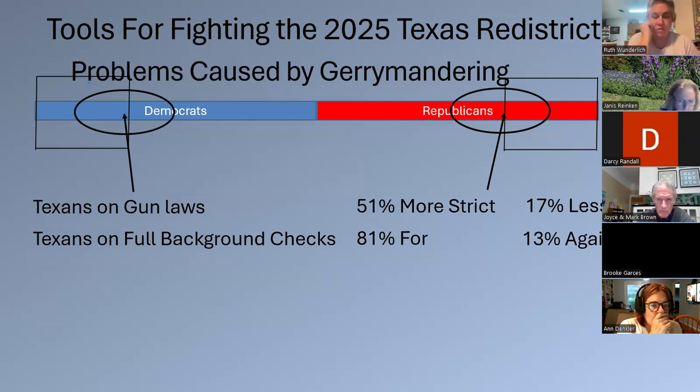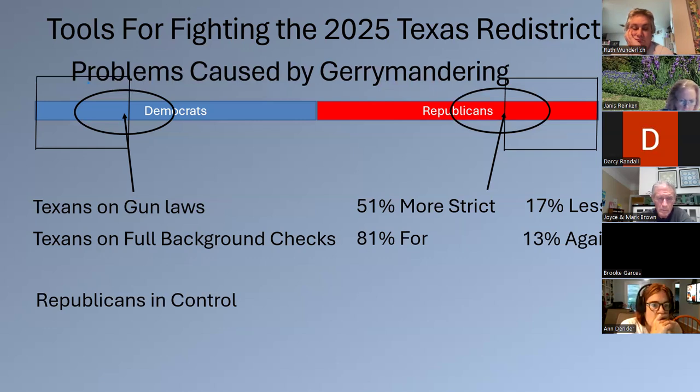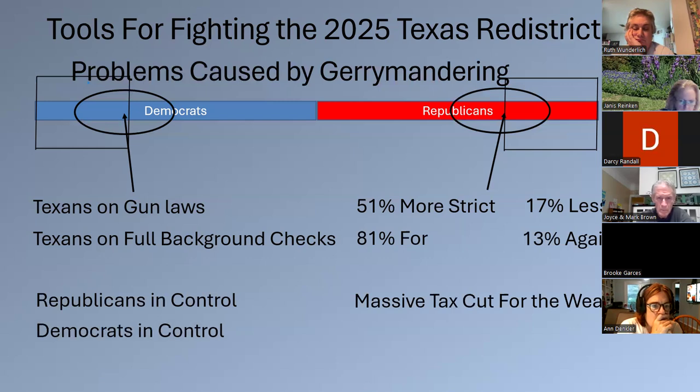Full background checks could not even get out of committee. There is something wrong with democracy when the 17% can get what they want and the 81% can't. And that's because with gerrymandering, we are rolling in this box, and then the Democrats roll in this box. A good example of that is when Republicans are in control, we get massive tax cuts for the wealthy. When the Democrats are in control, we talk about taxing the rich and wealth taxes.